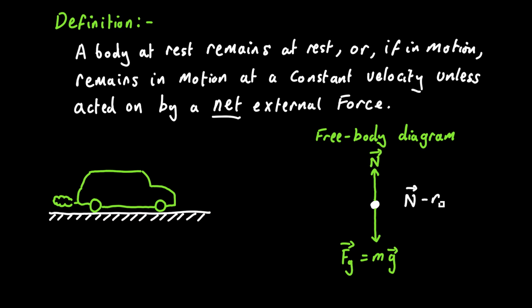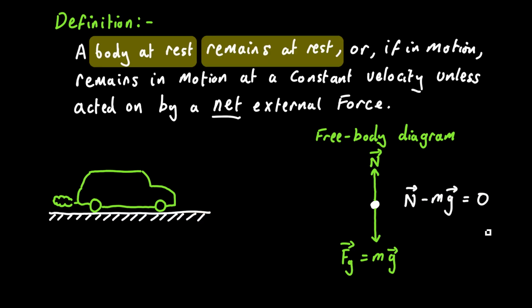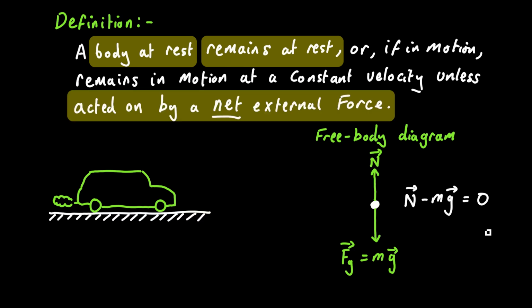Now, because our forces act as vectors, we can use vector addition to obtain our net external force for this particular system. And if you need a refresher on vectors, I have a list of videos in the description below. Because our normal force and weight have equal magnitude and point in opposite directions, our net external force sums to 0. Therefore, our car is at rest and will remain at rest because it isn't being acted on by a net external force.